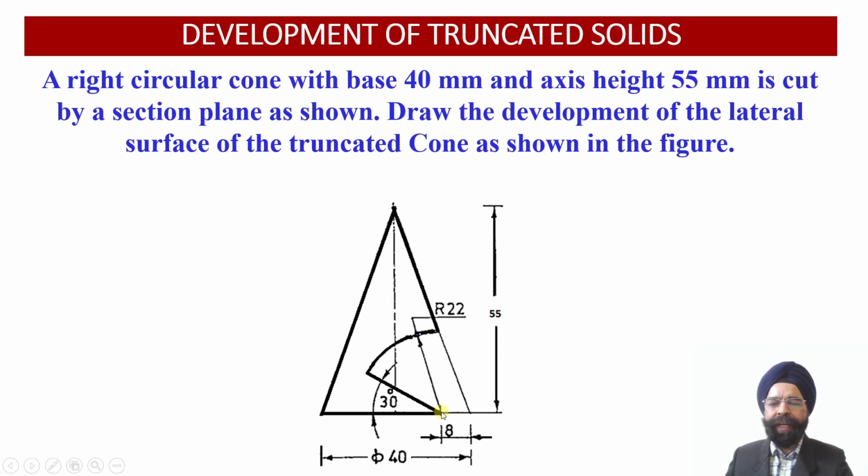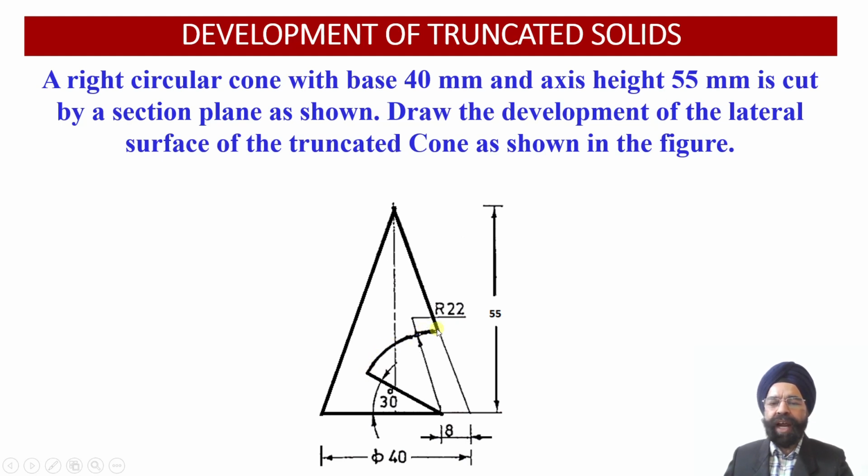So from this point we are going to draw an auxiliary inclined plane at an angle of 30 degree over here, and the second cutting plane. Here we have got an arc of 22 millimeter radius over here. So this is the radius of the arc, which is equal to 22 millimeter.